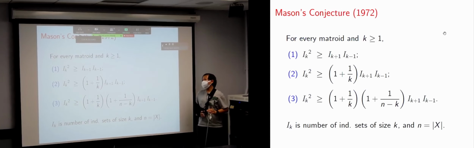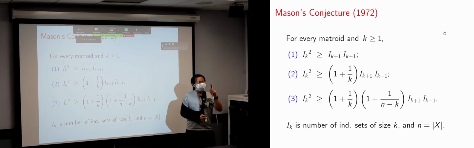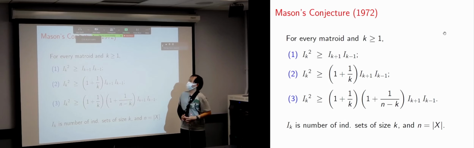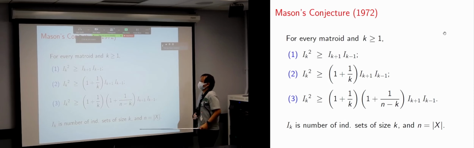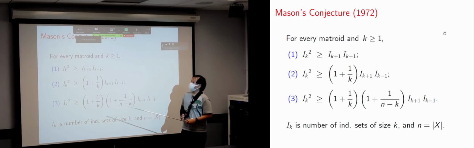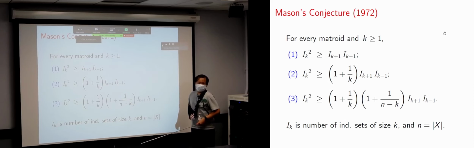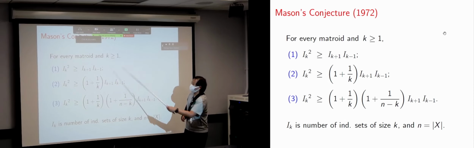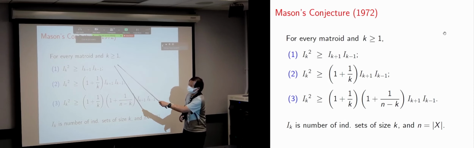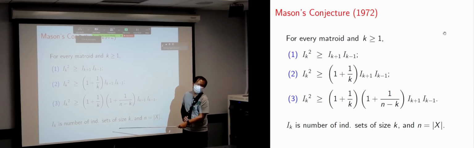And there are many conjectures about log-concavity in matroids, but today I will only focus on one of them, Mason's conjecture, which was actually stated in the year 1972. Mason looked at the sequence I_k, where I_k is the number of independent sets of size k, and he conjectured that this sequence is log-concave. He made this conjecture as three inequalities ordered from the weakest to the strongest.